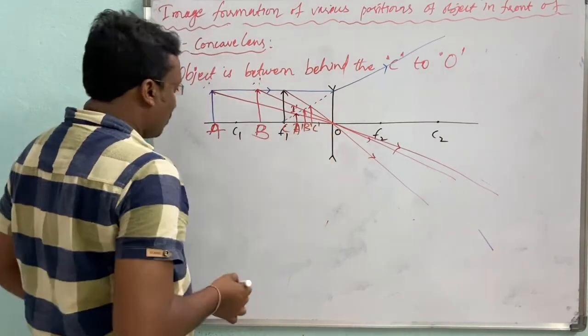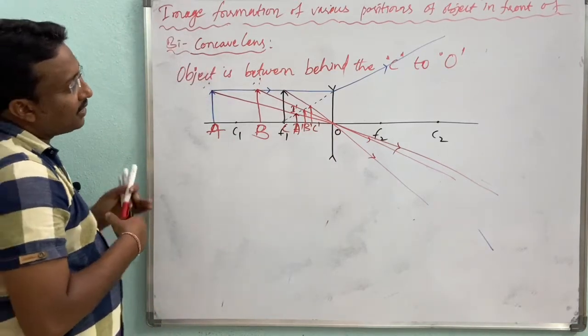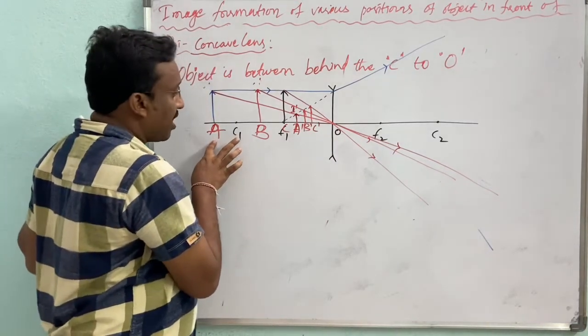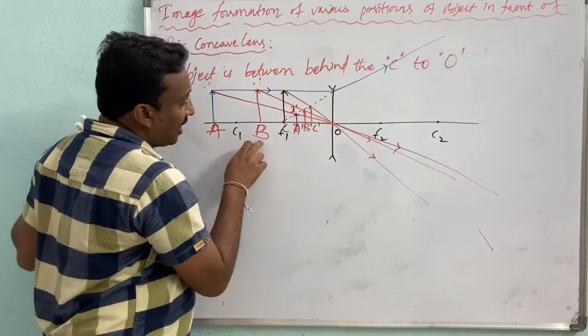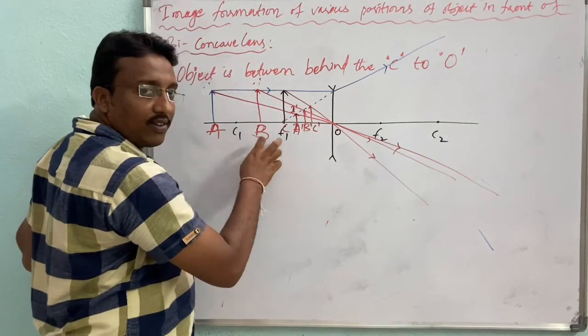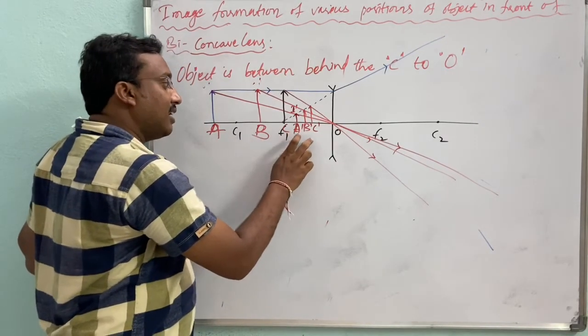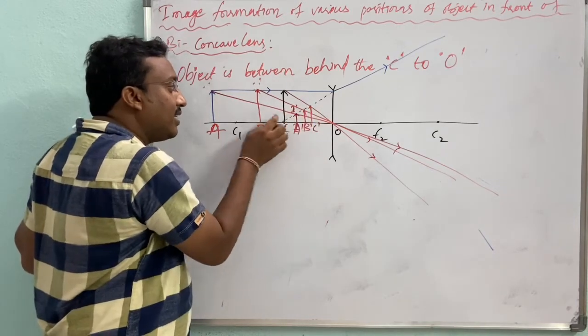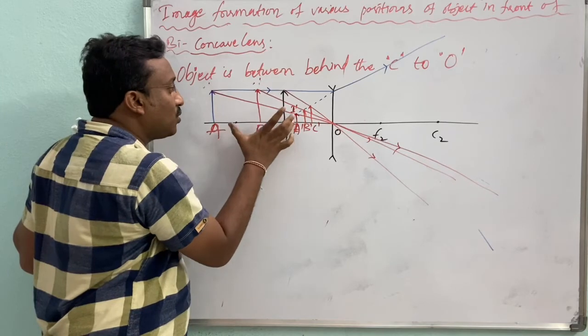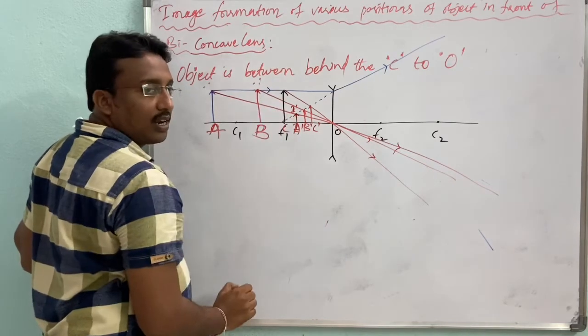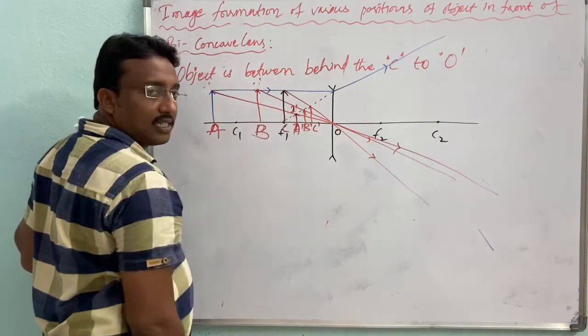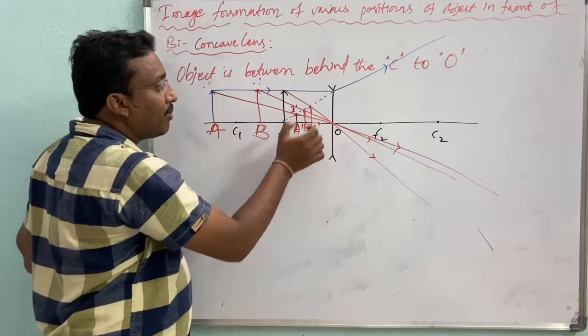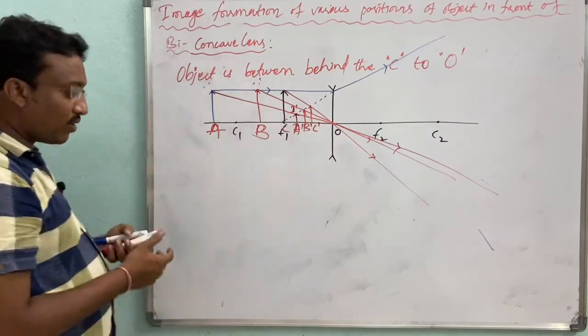Here I have to notice the object at beyond the center of curvature, between center of curvature and focus, and on the focus. In all such cases, is the image diminished or not? Compare these two sizes, diminished one. Compare these two sizes, diminished one or not.